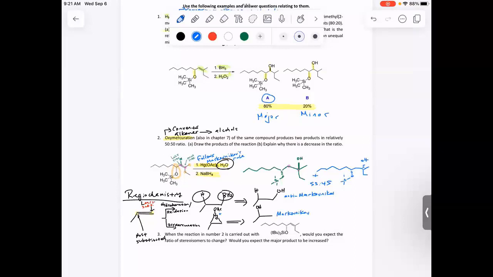The size of the group is still the same, isn't it? If you compare the reaction that we did in number 1 to the reaction that we did in number 2, the size of the group didn't change. What changed? The proximity. Proximity. I agree with that. Why do you say that? Tell me why you say that.